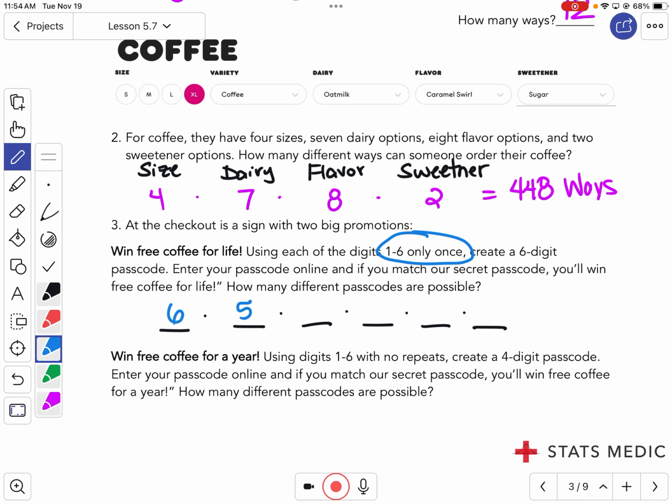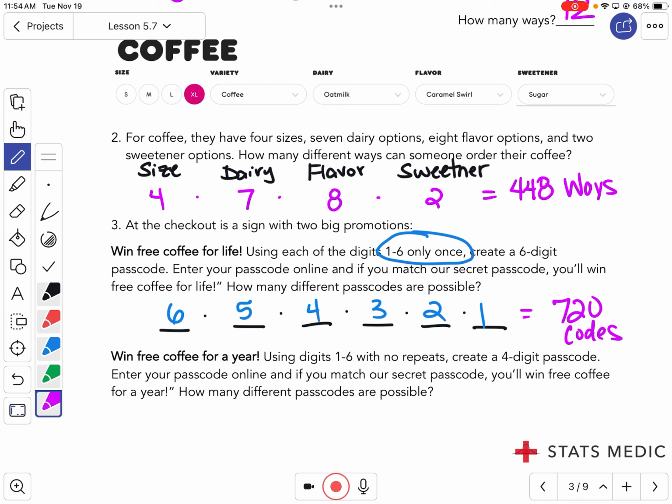Okay, when I get to the next one, how many do I have? I only have 5. What's going to happen each time? It's going to count down, right? 4, 3, 2, 1. So the number available in each spot changes because I'm using them. I can't use them twice. And so if we multiply all of that together, we get 720 passcodes.